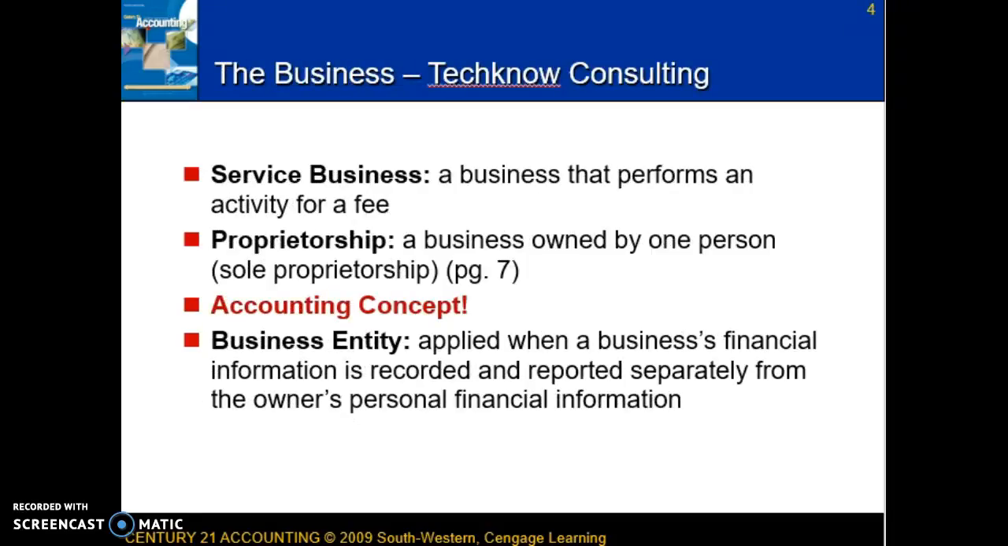The business we're going to be using in the first 8 chapters, I believe, of this textbook is a company called Techno Consulting. This is a service business. They provide different technology services to people. Say your computer was broken down, they would come and fix it. A service business performs an activity for a fee. This is a sole proprietorship, which means only one person owns it, and her name is Kim.